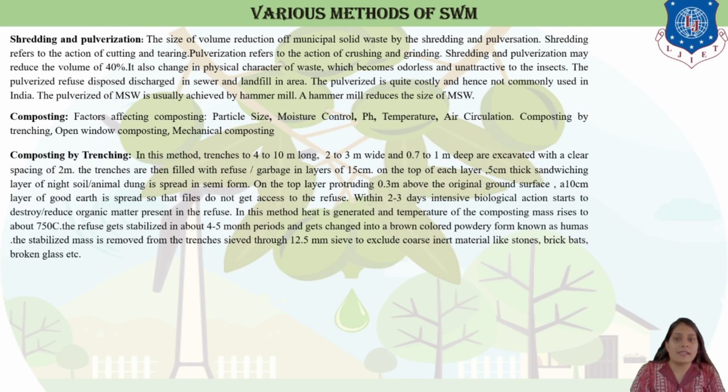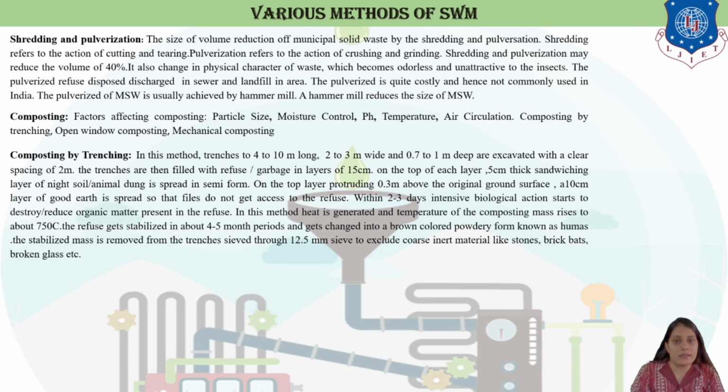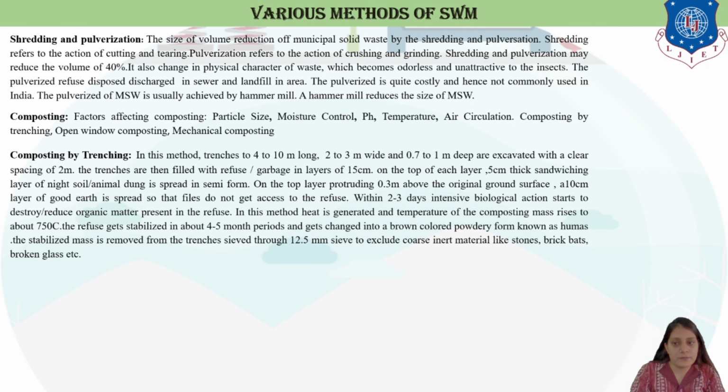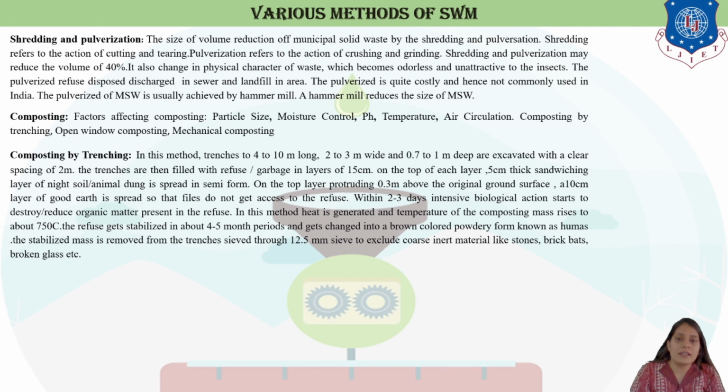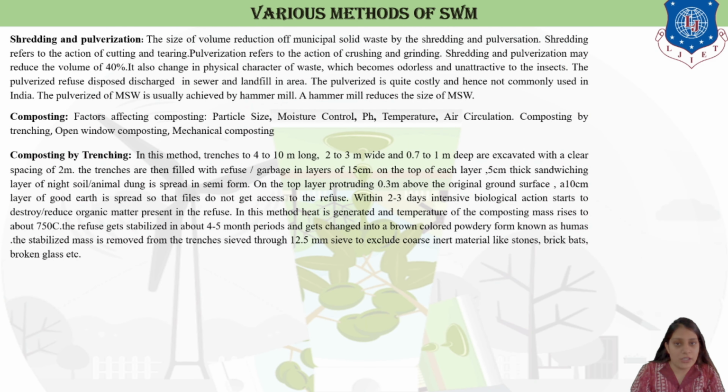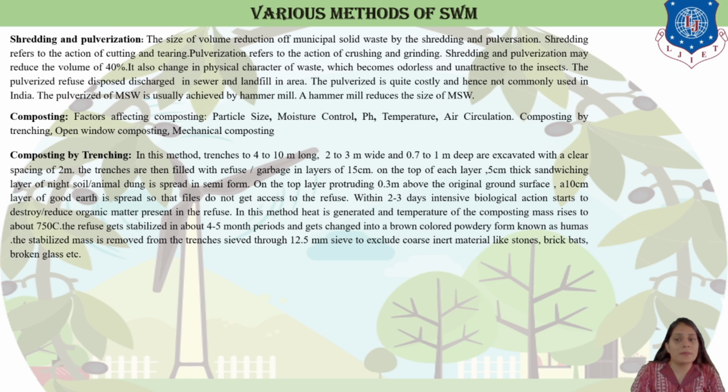Let's move to the second method, which is known as composting. What is composting? The factors affecting it are temperature, pH value, and air circulation. There are three types of composting we can do. First, we are going to discuss composting by trenching, right?